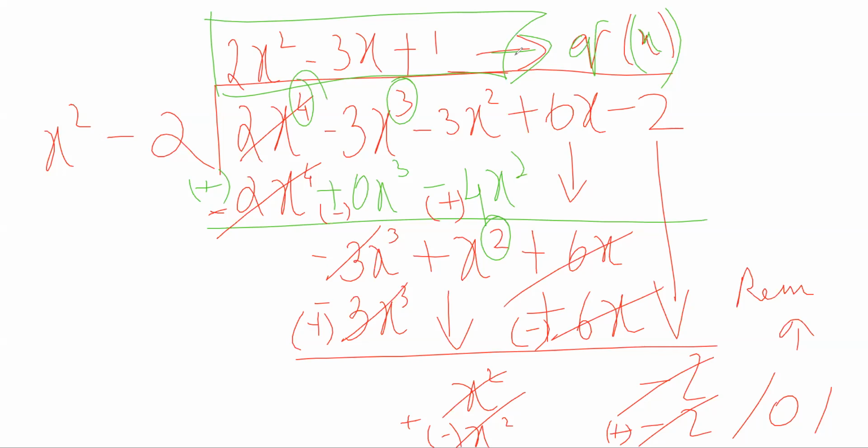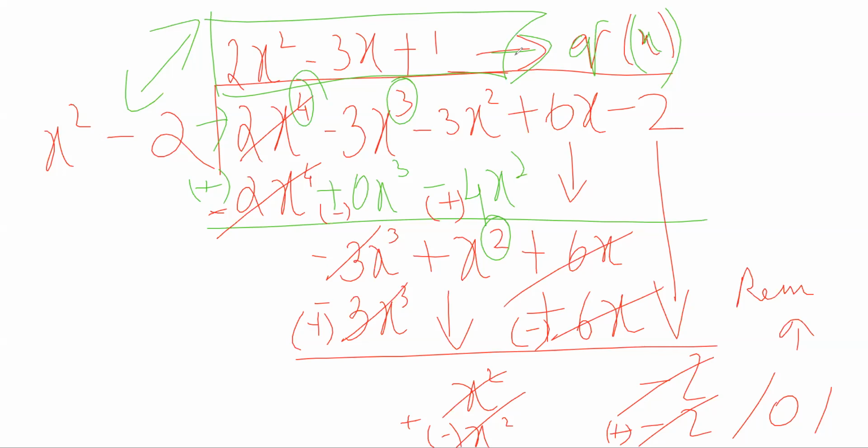Now we need to find the rest of the two zeros. So you take q of x and factorize this so that you get the other two zeros. When you multiply 2x square minus 3x plus 1 with x square minus 2, you get 2x to the power 4 minus 3x cube minus 3x square plus 6x minus 2. So this is the division algorithm.